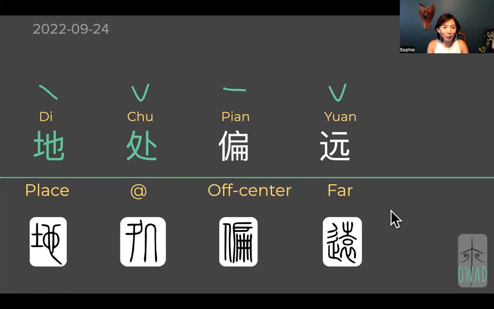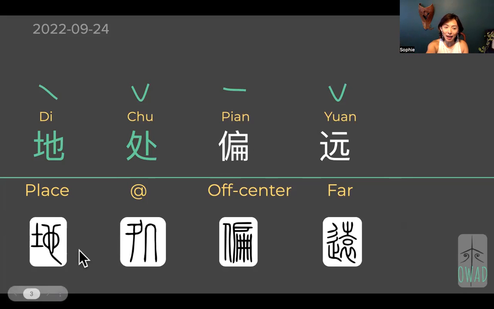Okay, so today we have two carryover characters. Instead of 处地, we have 地处, flipped. So now we're talking about the placement, this environment. So 地处偏远: this environment is at an off-center, far-away place. So basically that's the over-the-top line meaning.